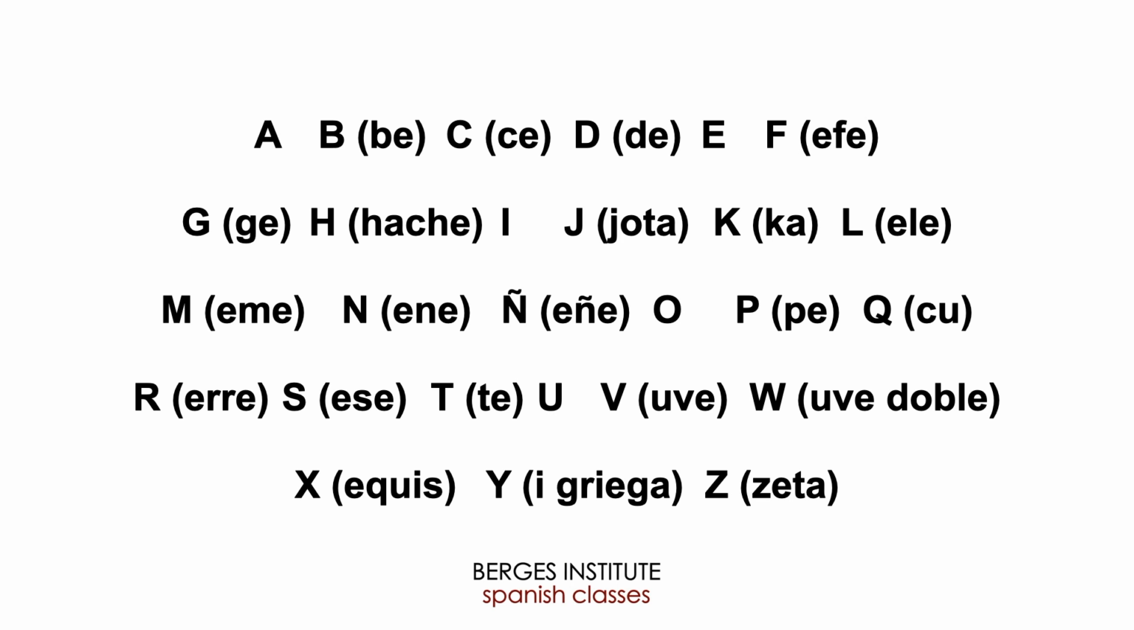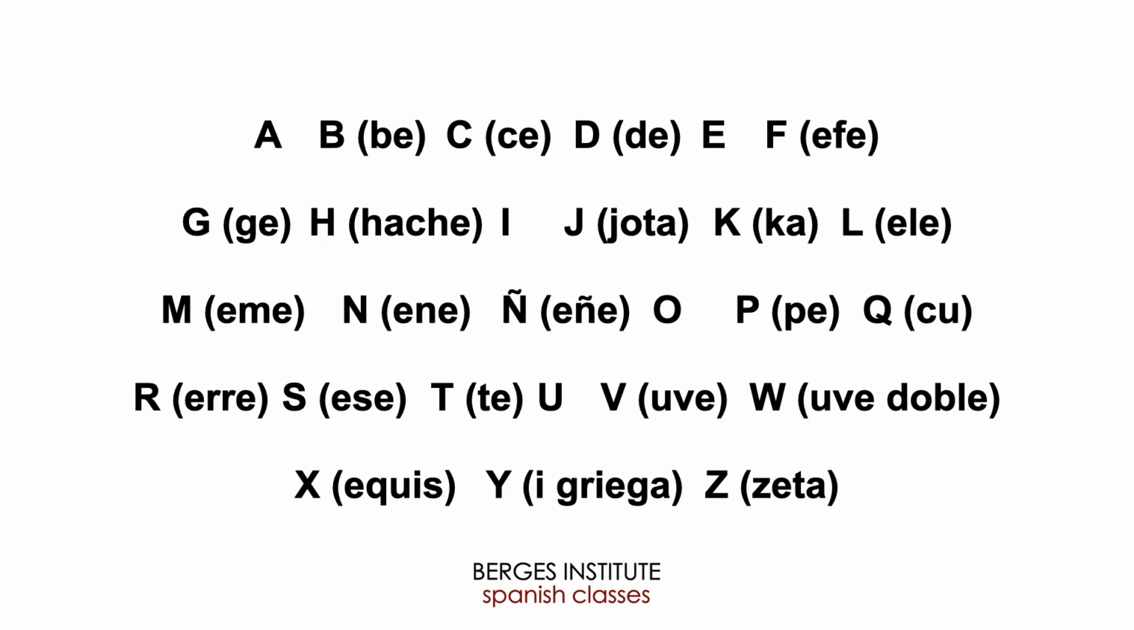Next one is G. Next one is H. Next one is going to be I. Next one is J. Next one is K. Next one is L. Next one is going to be M. Next one is going to be N. Next one is ñ, our very own Spanish letter, ñ.